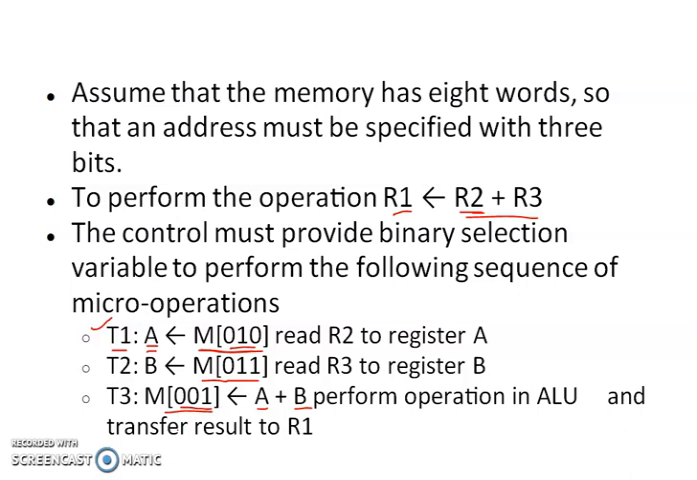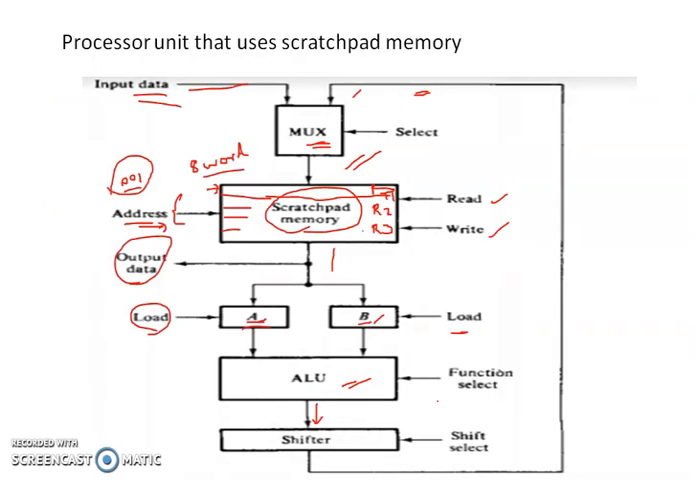Why here it is given as 001? Because here in this micro operation, or in this operation, it is given as R1. Left hand side is given as R1. So that's why here in this micro operation, we are specifying it as M of 001. So this helps in storing the result to the register R1.